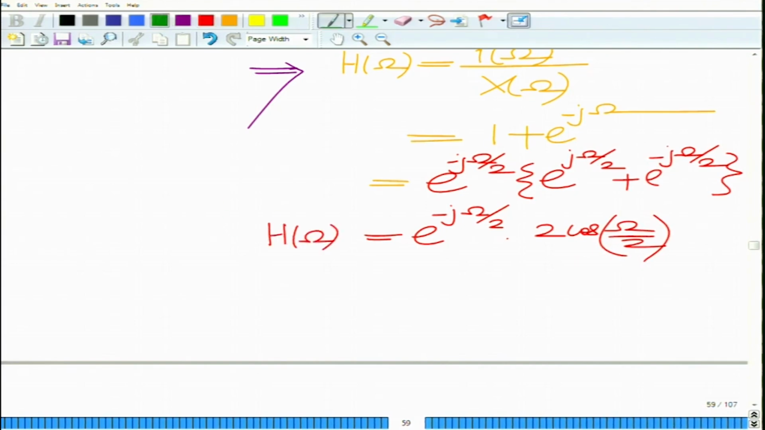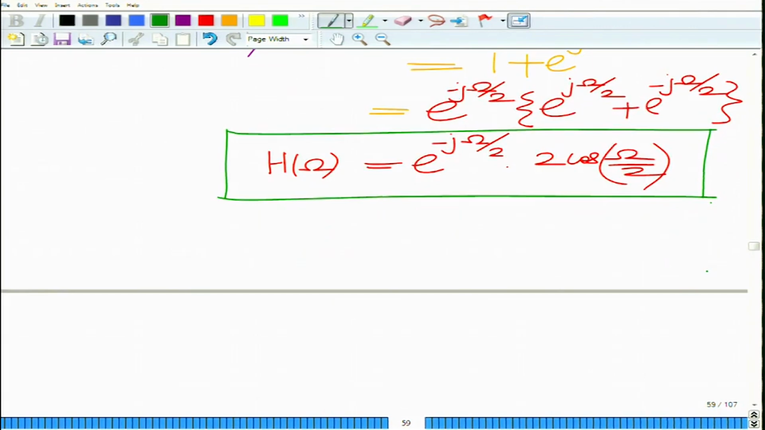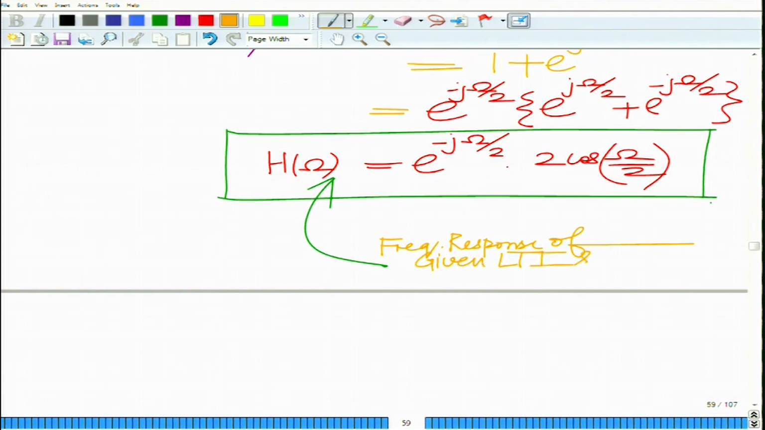Okay. So, this is your frequency response of the given LTI system. In fact, you can treat it as a filter. In fact, it will be a low pass filter, we will see that. So, this is the frequency response of the given LTI system.